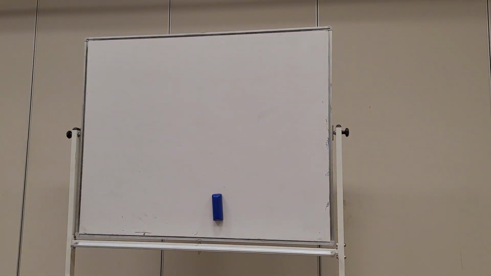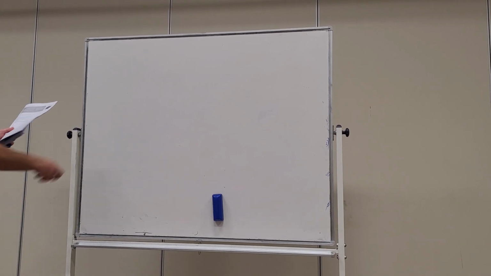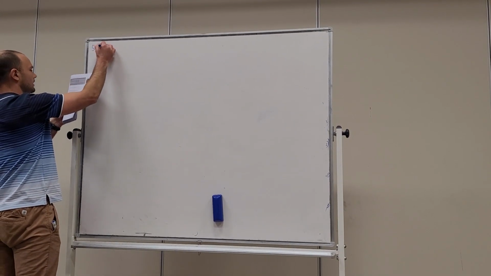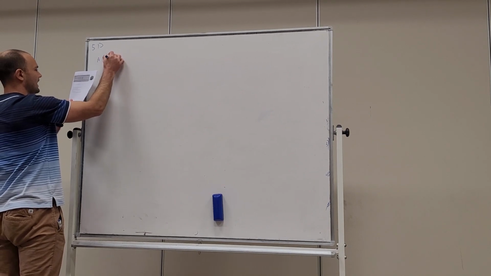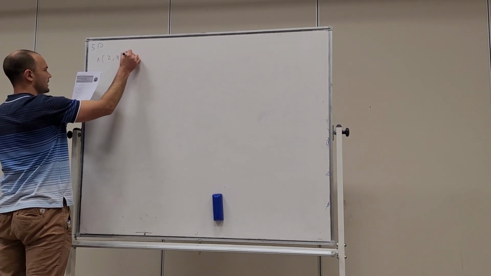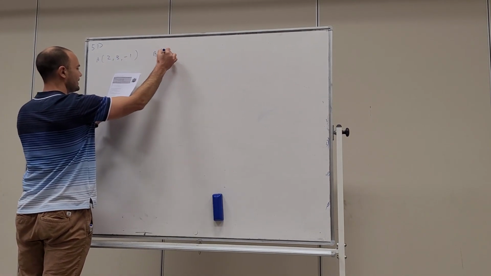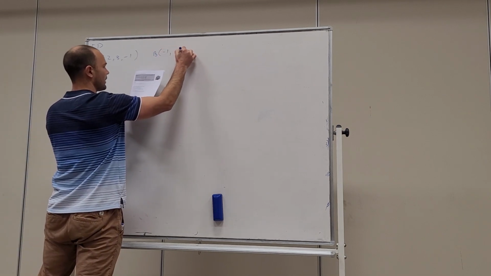Like B. Vector between 2 points. Okay. So we've got a couple of coordinates here. This is 5D, and we've got coordinates A, which is 2, 3, and -1. We've got B, which is -1, 0, and 3.